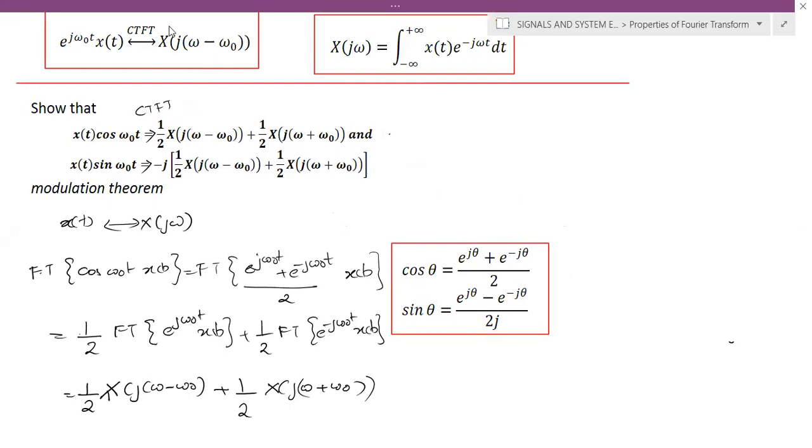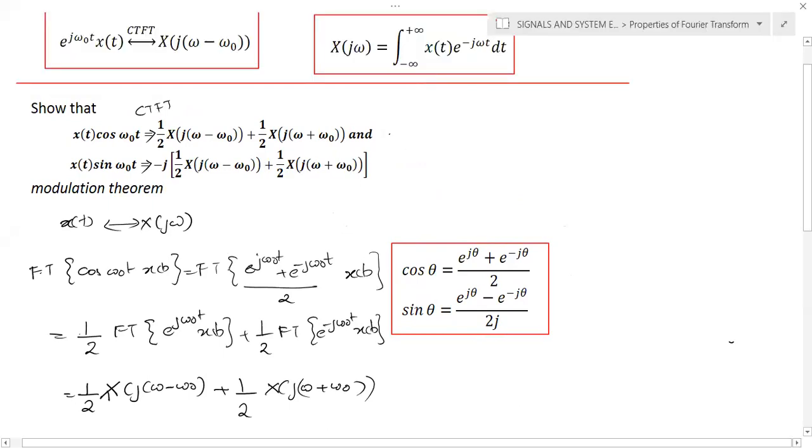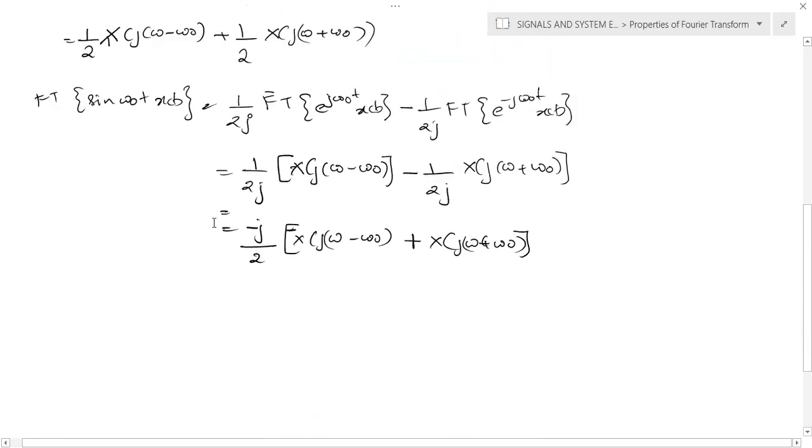So the first term becomes minus, minus 1 by 2 x of j omega minus omega 0, if you take minus j as a common term. So with minus j as common, it is minus x of j omega minus omega 0 plus x of j omega plus omega 0. Okay, thank you.